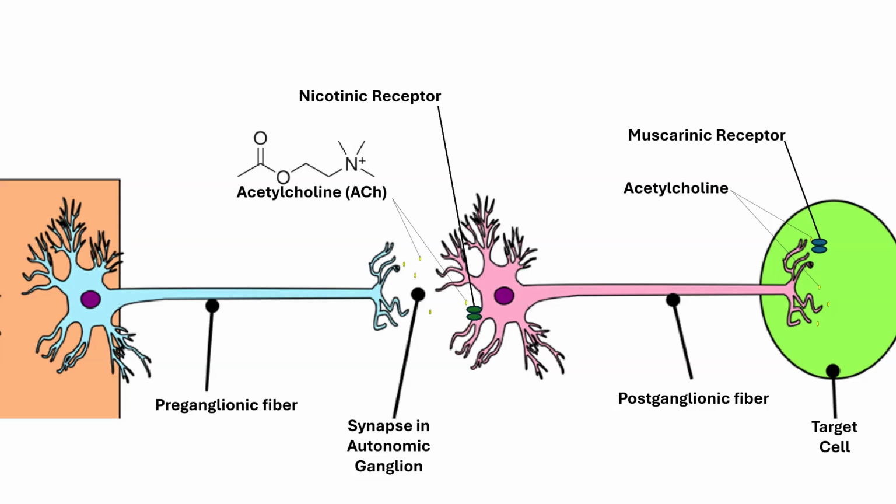Nicotinic receptors are found on all neurons in autonomic ganglia and the endocrine cells of the adrenal medulla. When acetylcholine binds to nicotinic receptors, the effect is always excitatory.